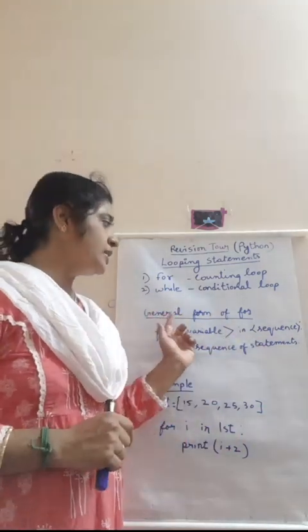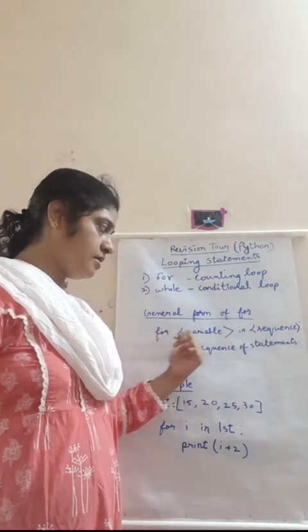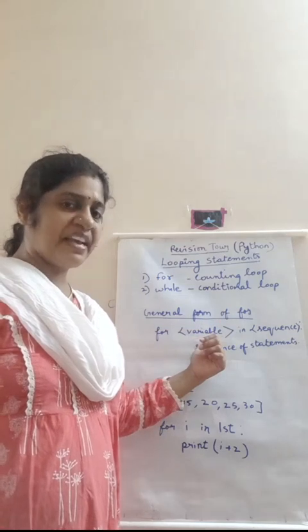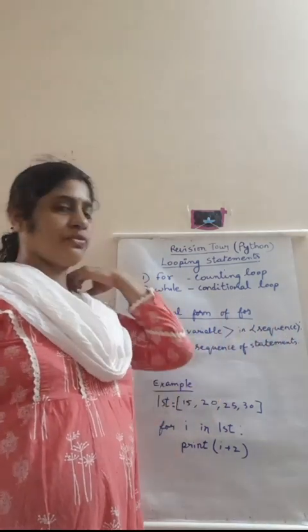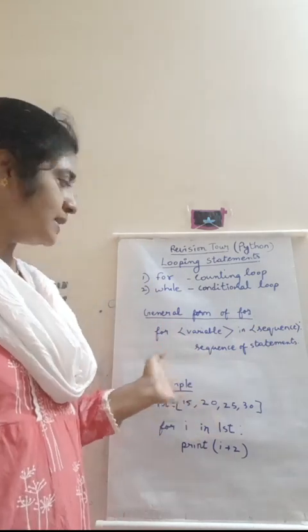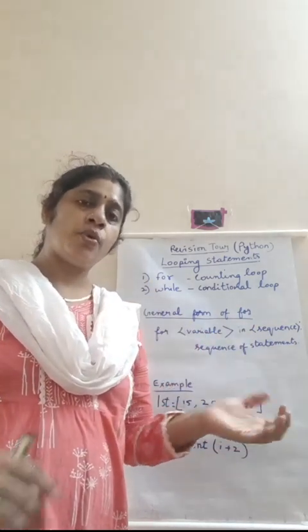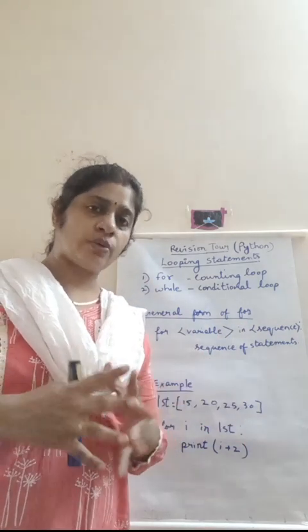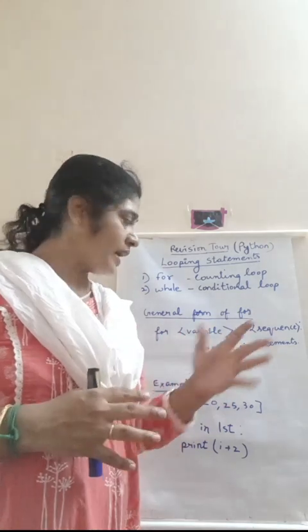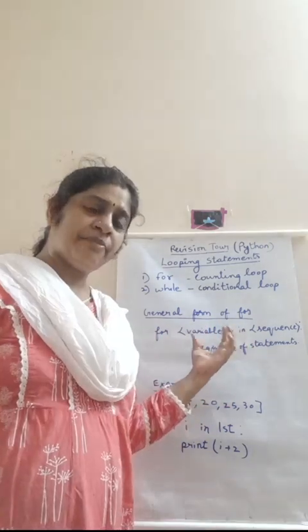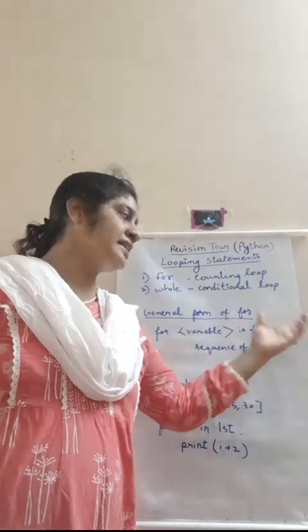Now this is the general form of the for loop. I have written here: for variable in sequence, then the statements. The for loop is preferred when you want to execute a sequence of statements a preferred number of times. Here the for loop will get executed for each element in the sequence.